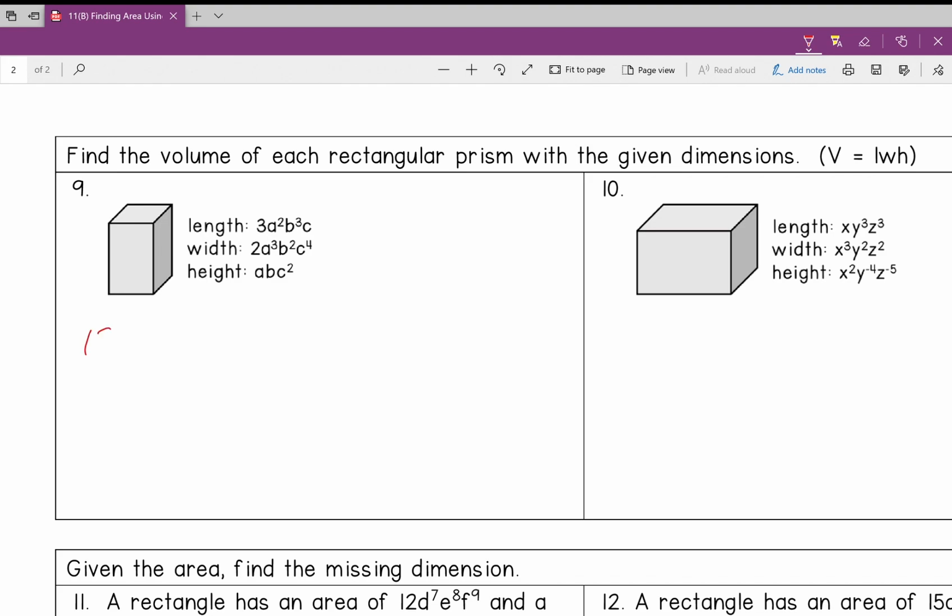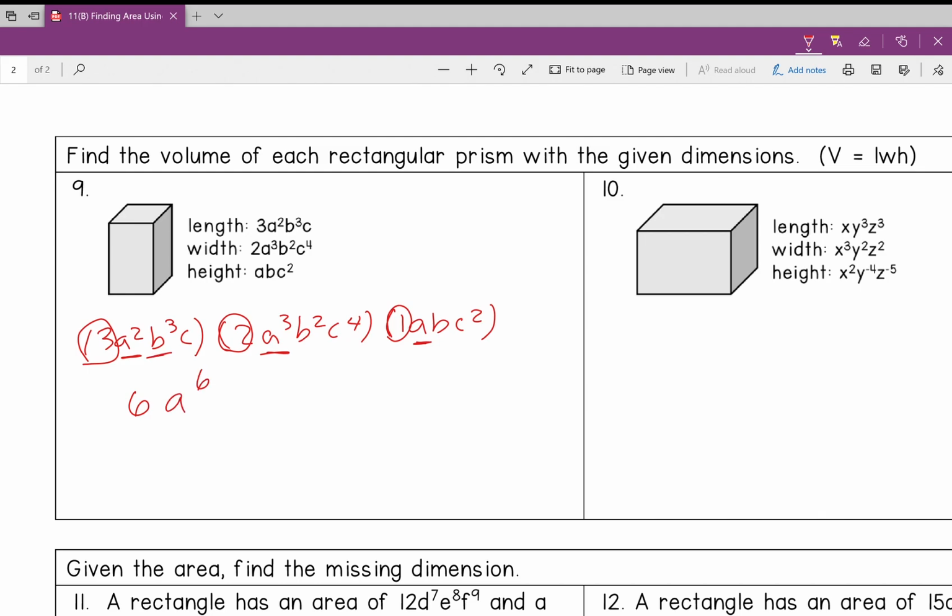So I have 3a squared b to the 3 c times 2a cubed b squared c to the 4th times a b c squared. So first I multiply all the coefficients. So I have 3 times 2 times 1, which is 6. Then I add all my exponents. So I have a squared, a to the 3rd, a. So 2 plus 3 plus 1, a to the 6.